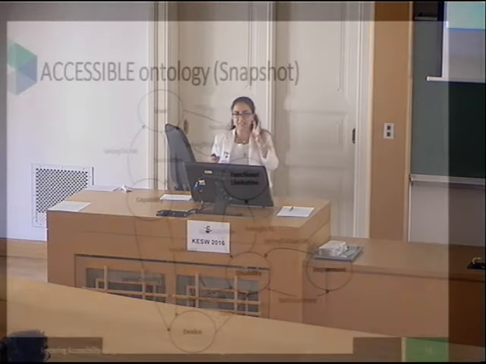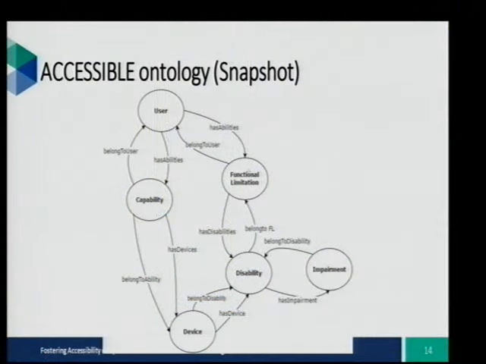This is just a snapshot of this ontology. It's not all of it, of course, but it shows how an impairment is related to a disability. For this disability, we have some functional limitations. And for each disability, we might have special devices. And we have capabilities for users who are using this device. Of course, this is related to the guidelines and other things, but this is just an example.